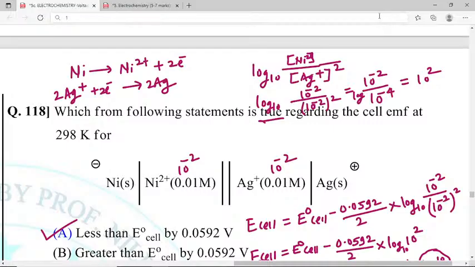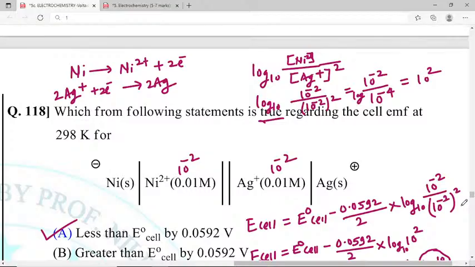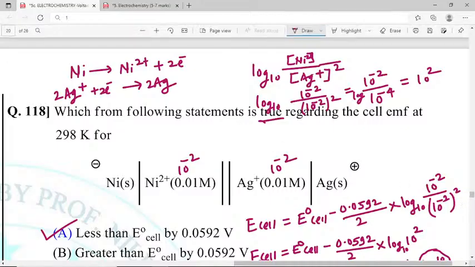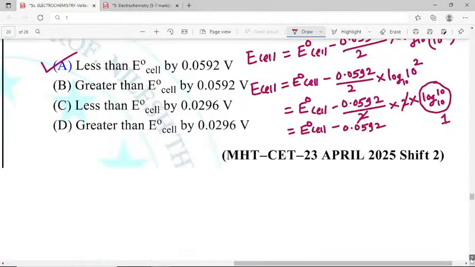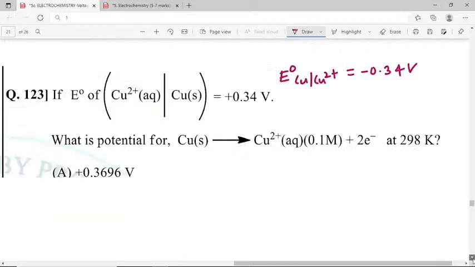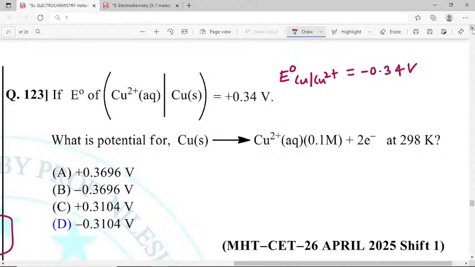Question number 118. Why am I taking it as a square? Because of balancing the number of moles, there is a multiplication factor 2. Okay, next question. Question 100, 1, 2, 3. Are you getting question number 118?